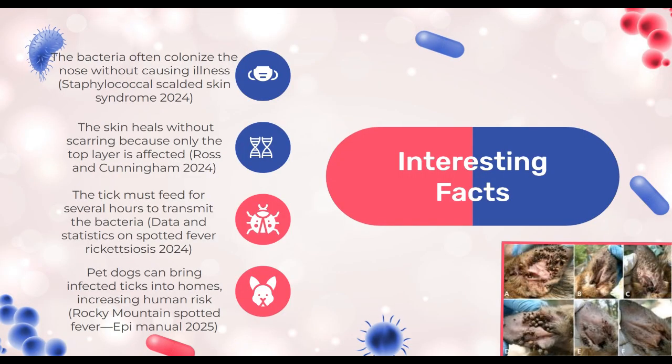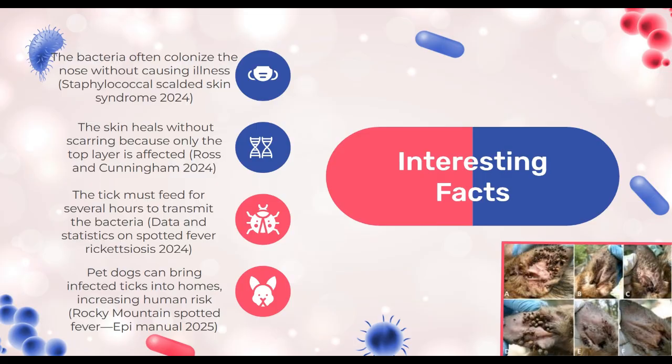Some interesting facts about these pathogens: Staphylococcus aureus often lives in the nose of healthy people without causing illness and showing symptoms, so some people might not even know they are transmitting it or have it. And also, the skin usually heals without scarring because only the outer skin layer is affected.